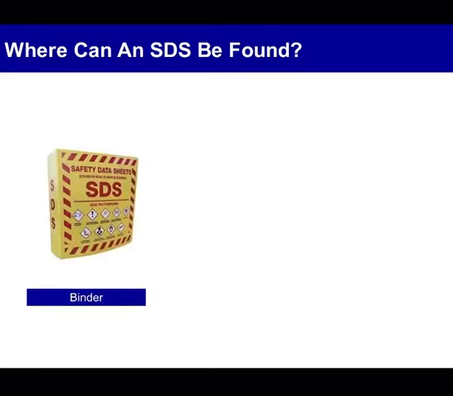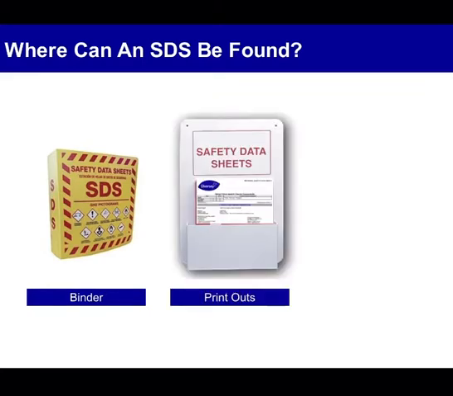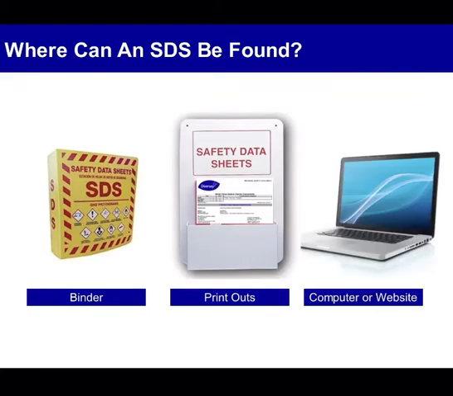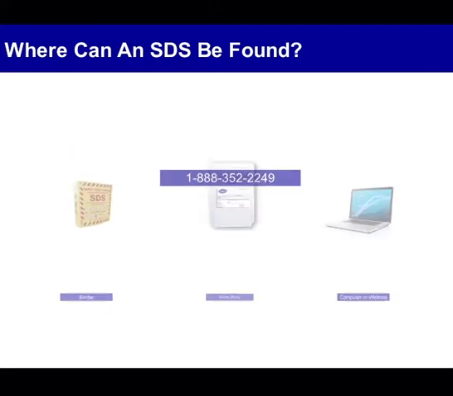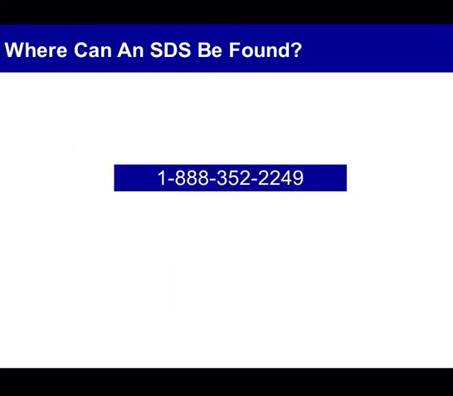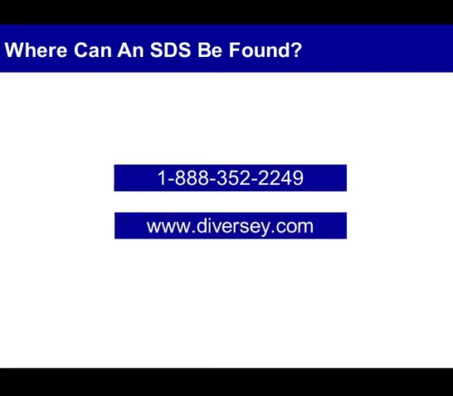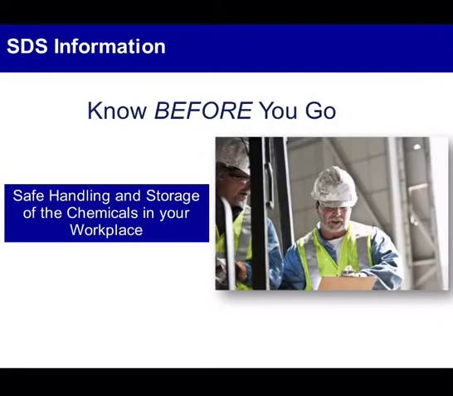An SDS may be found in a binder, in a collection of laminated cards or printouts, or on a company's computer. Diversey has prepared an SDS for each of its products and makes these available through a telephone call to Diversey at 1-888-352-2249 or via the website www.diversey.com.